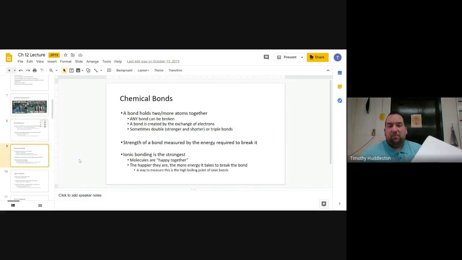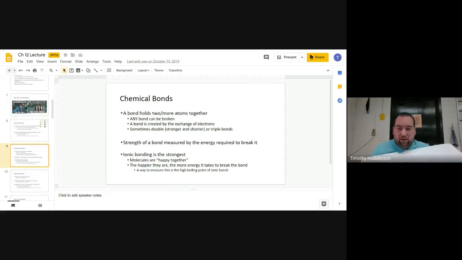Chemical bonds. By definition, a chemical bond is a bond that holds 2 or more atoms together. Now, don't think that a single chemical bond can be connected to more than 2 atoms. It can't, but a chain of bonds can. Any bond can be broken, and a bond is created by the exchange of electrons. Sometimes you'll have double or even triple bonds. Double bonds are stronger and shorter, and triple bonds are even stronger and shorter than that.